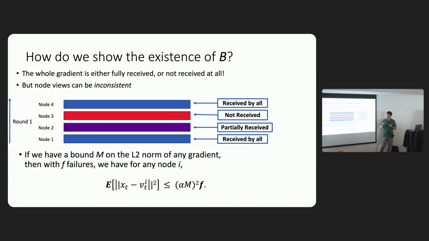Sorry, does f, the number of failures, depend on time? No, at least in my definition, f is the upper bound over the entire execution of all of the messages that could be missing. So it doesn't depend on time. Over all steps, yeah. So I'm willing to pay this basically at every step, and this should be fine.